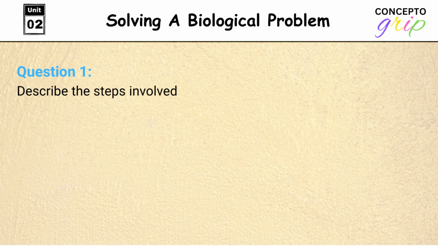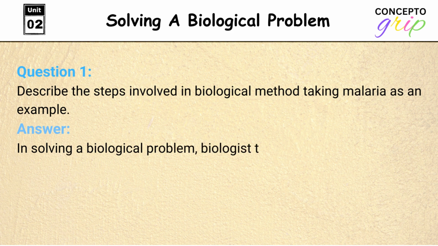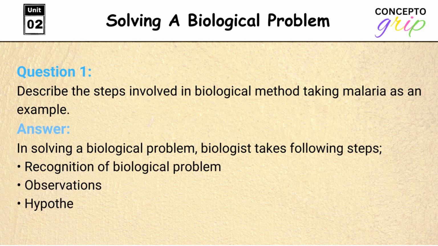Question number 1. Describe the steps involved in biological method taking malaria as an example. Answer. In solving a biological problem, biologist takes following steps. Number 1. Recognition of biological problem. Number 2. Observations. Number 3.